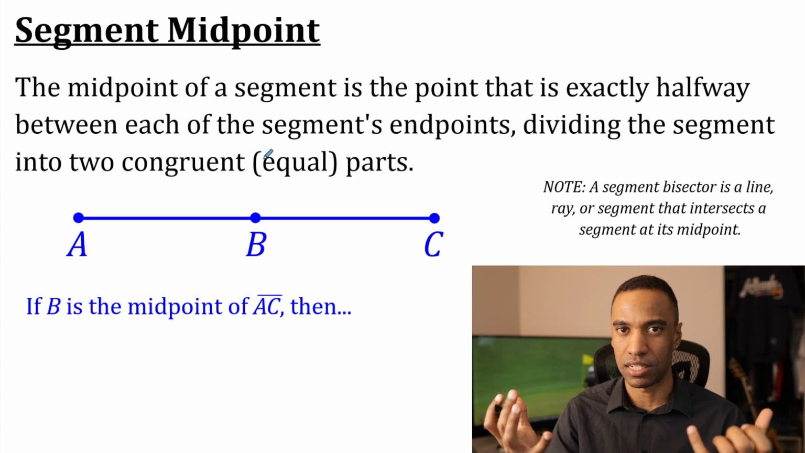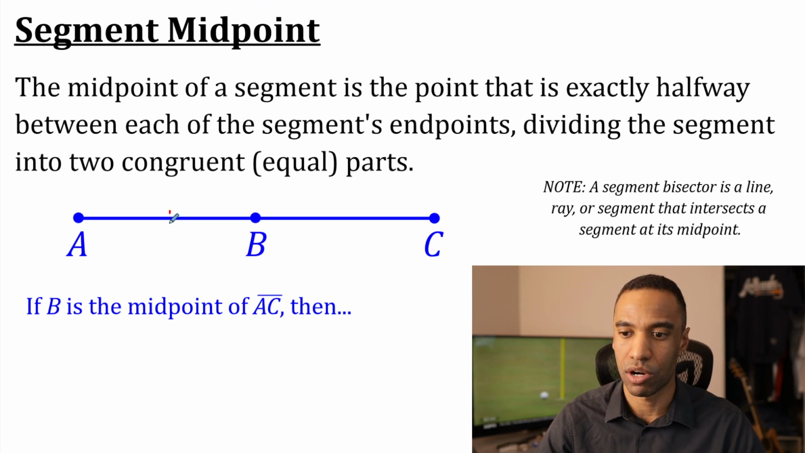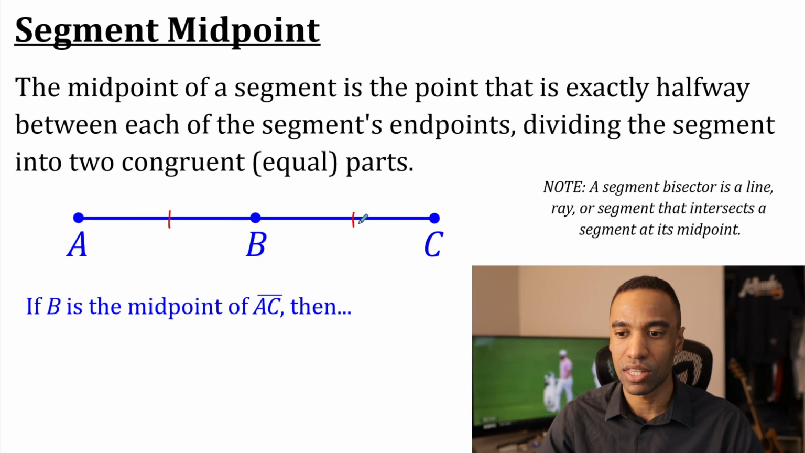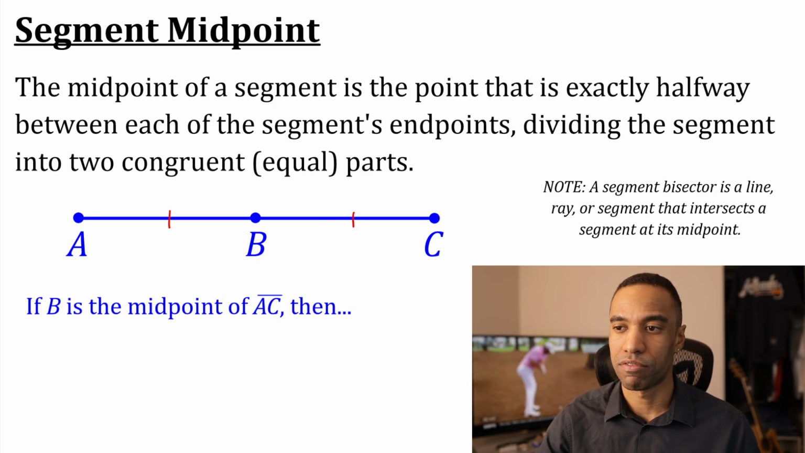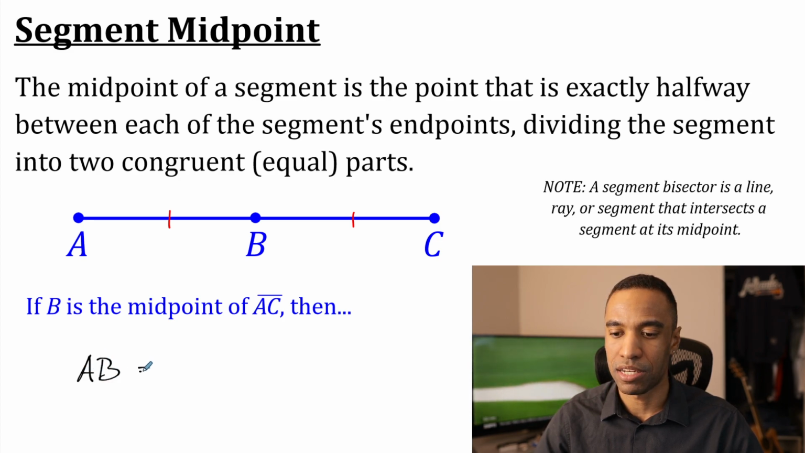I'm just going to use the idea that the measures themselves are equal more so. You're going to see me put these tick marks here every so often, like right here and here. It's just basically a symbol that says this length and this length are the same. So if B is the midpoint of segment AC, then that does mean that the length of AB does indeed equal the length of BC.